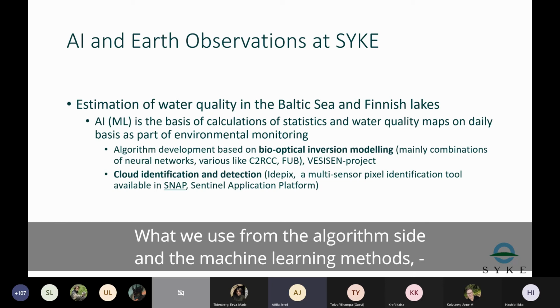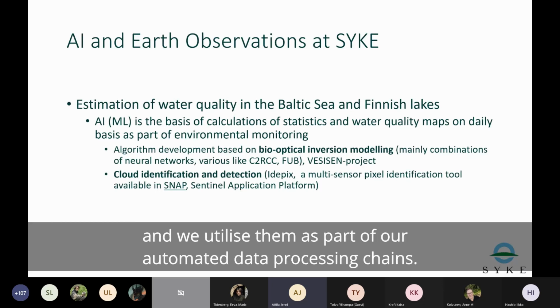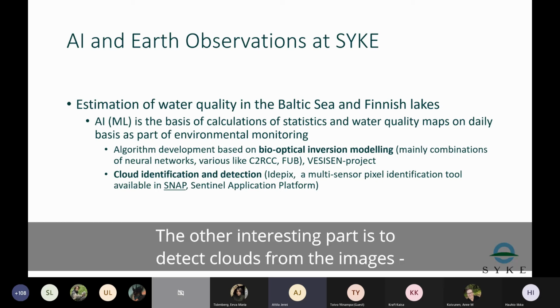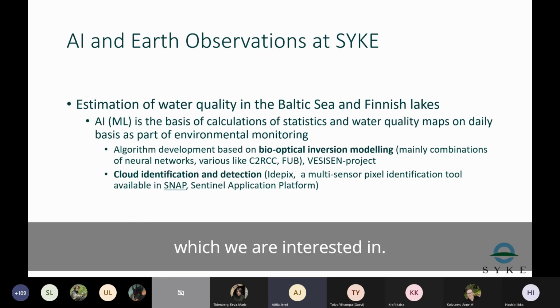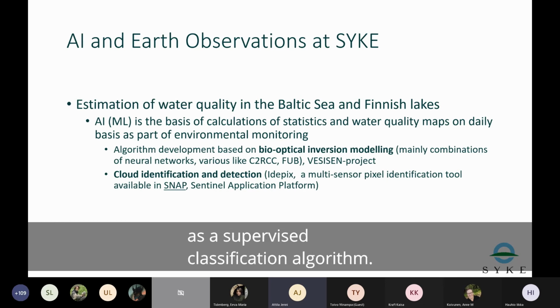What we use from the algorithm side and from the machine learning methods are mostly bio-optical inversion models based on neural networks, and we utilize them as part of our automated data processing chains. And the other interesting part is to detect clouds from the images and to separate the cloudy parts from the non-cloudy parts, which we are interested in. And this is something that Eero mentioned at his introductory slide as the supervised classification algorithm.